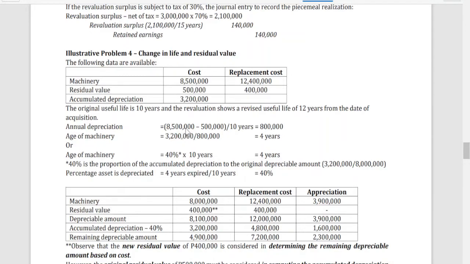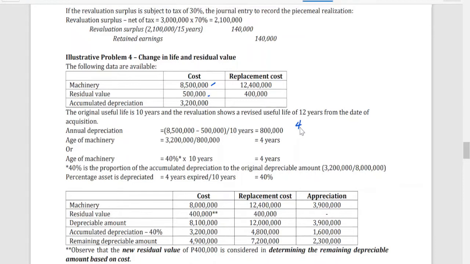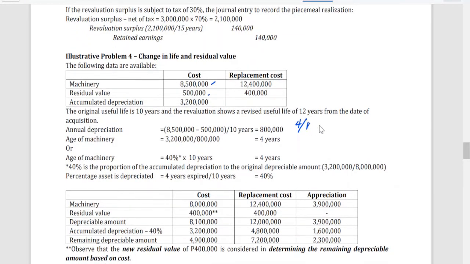Based on the original cost and original useful life, how much is our depreciation? That's 8,500,000 minus 500,000 divided by 10 years, that's 800,000 a year. So therefore, how many years na ang machinery? So 3,200,000 divided by 800,000 annual depreciation, that would be 4 years. So 4 years na siya, so 4 over 10, that's 40% depreciated.